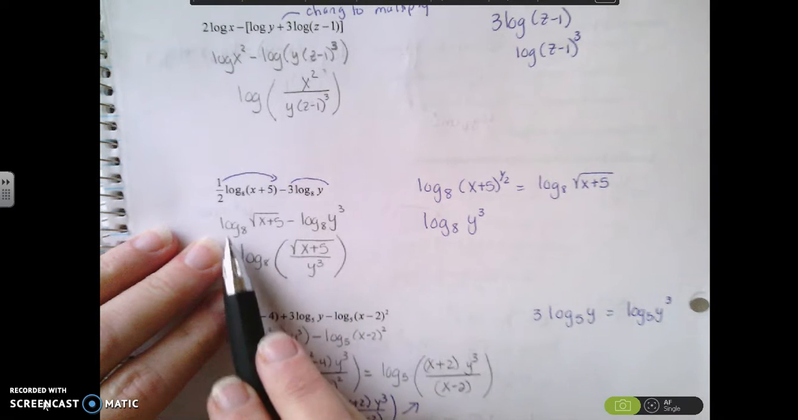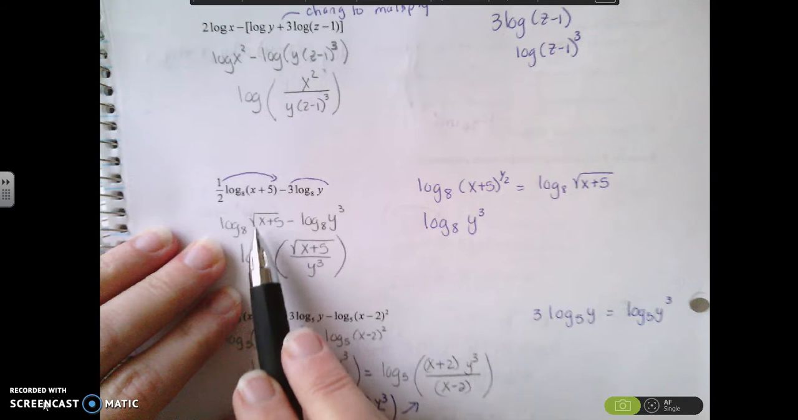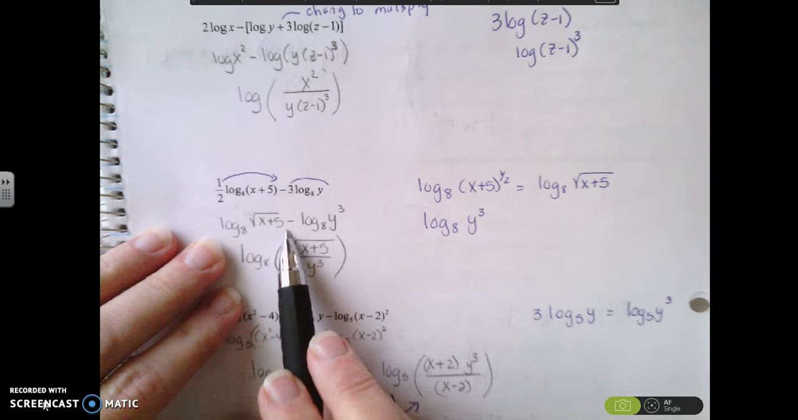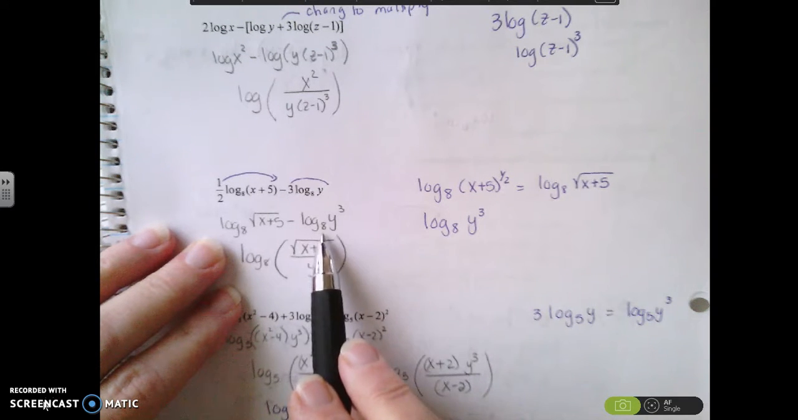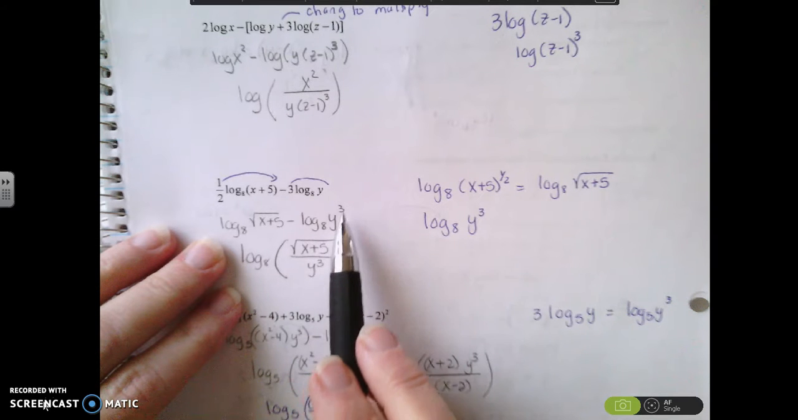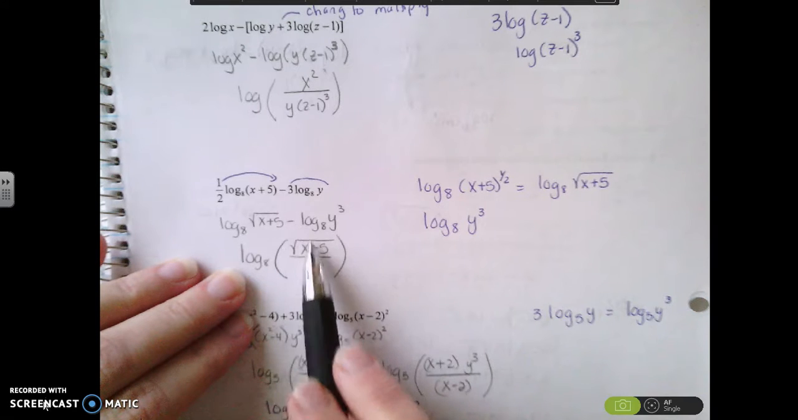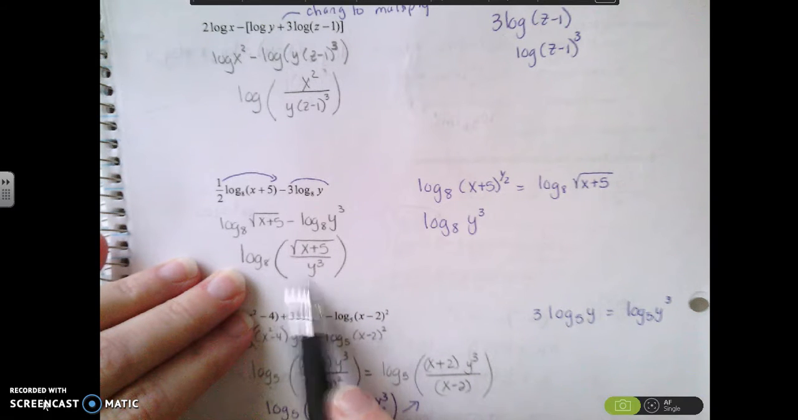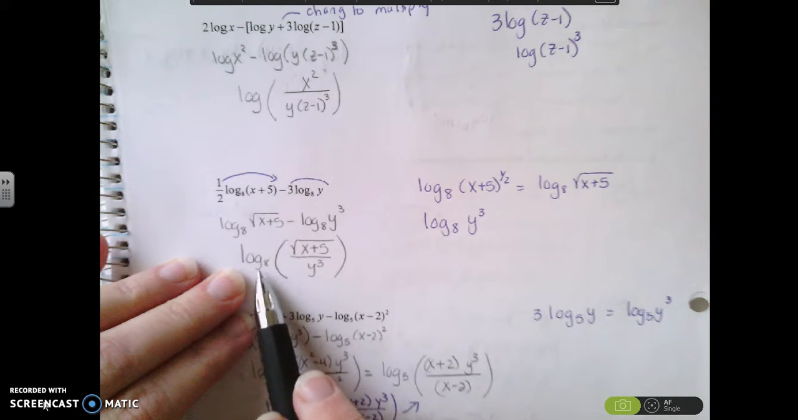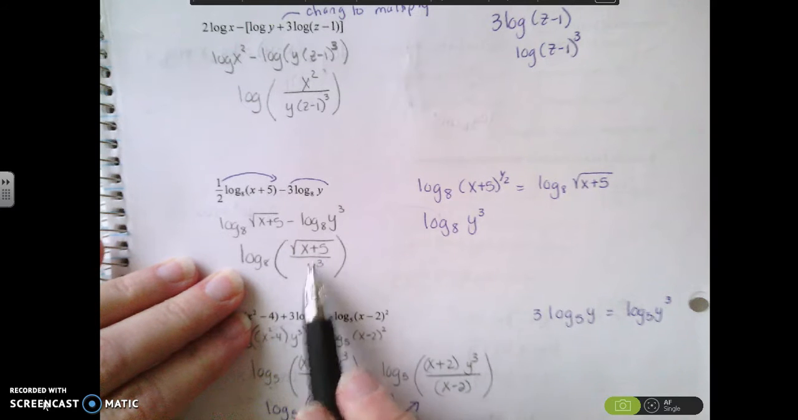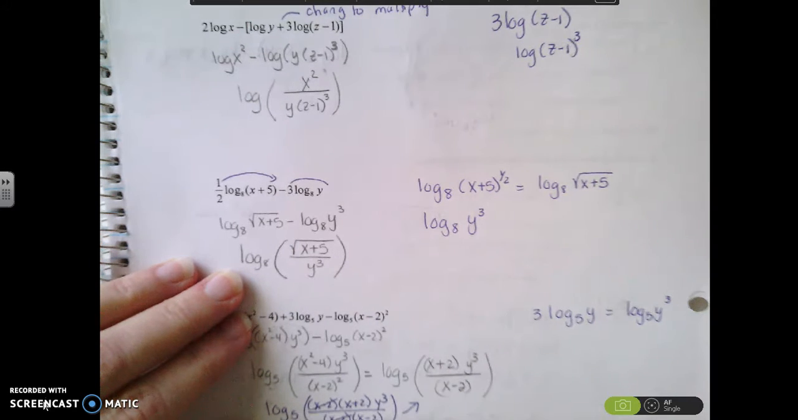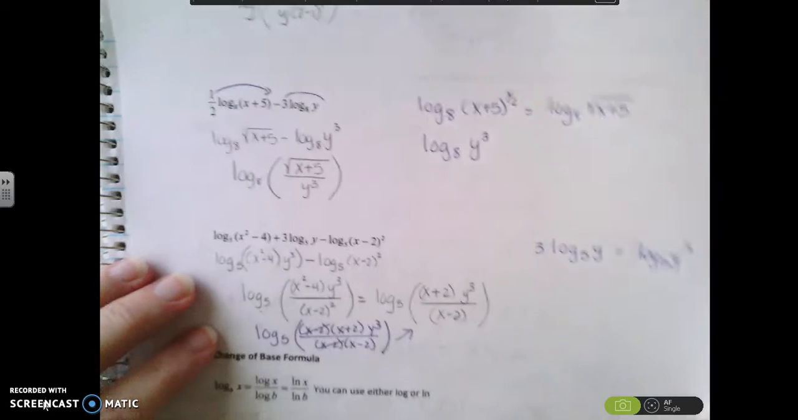So that's how I came up with the log base 8 square root of x plus 5 minus log 8 y to the 2 cubed. Okay, so now subtraction again means I'm changing it to quotient, and so don't forget to write the log base 8, and then here's my quotient problem, and that's our condensed log.